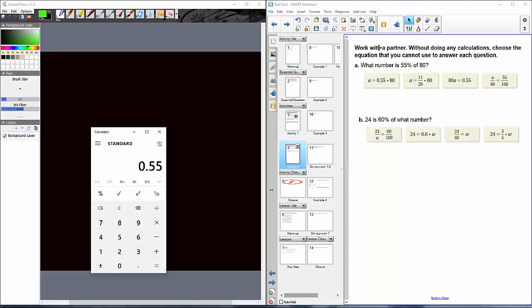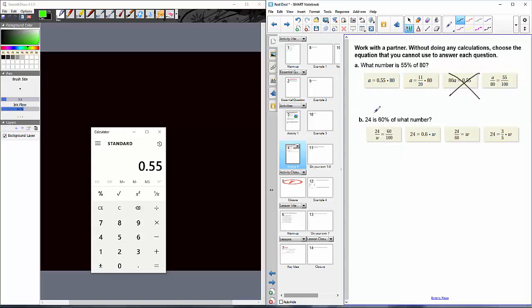All right, it says that without doing calculations, choose the equation that you cannot use to answer the question. The first one is 55% of 80, so I know it would be 55 over 100 equals A over 80, so this one totally works. This one here is also 11 divided by 20, which is 55% times 80, the same thing. 0.55 times 80 will work. This one will give me something totally different because this will be 0.55 over 80. So the one that does not work is this one right here. Let's mark this one off.